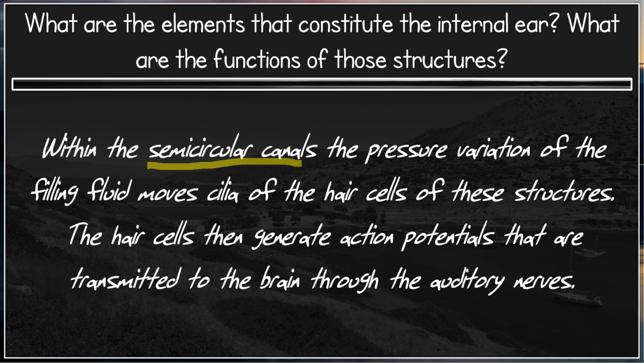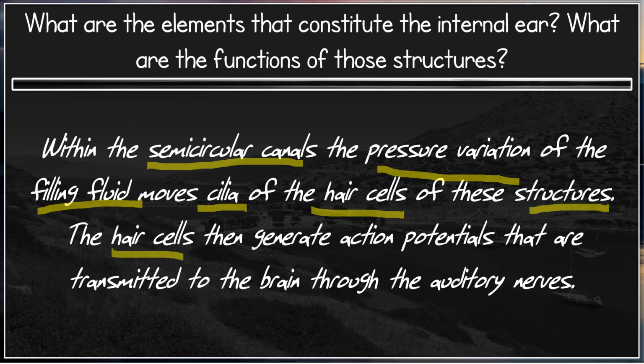Within the semicircular canals, the pressure variation of the filling fluid moves the cilia of the hair cells, and these structures, the hair cells, then generate the action potential that is transmitted to the brain through the auditory nerves.